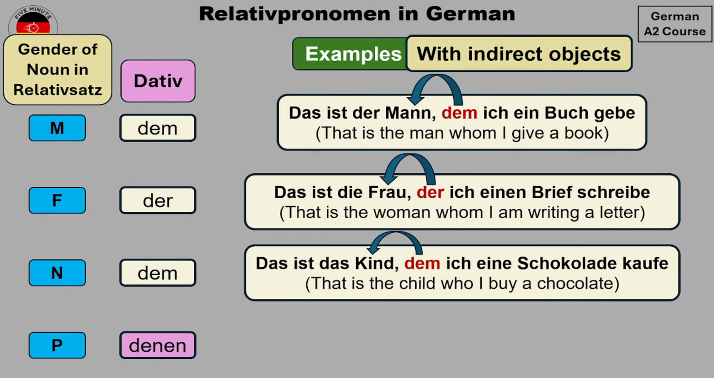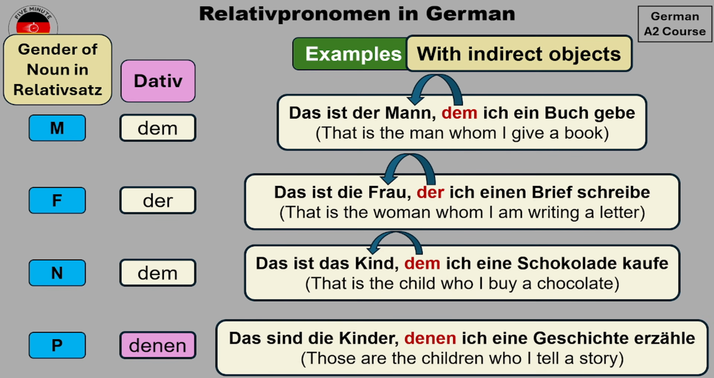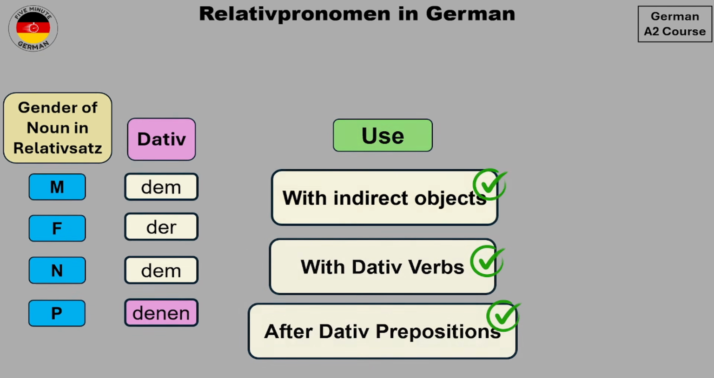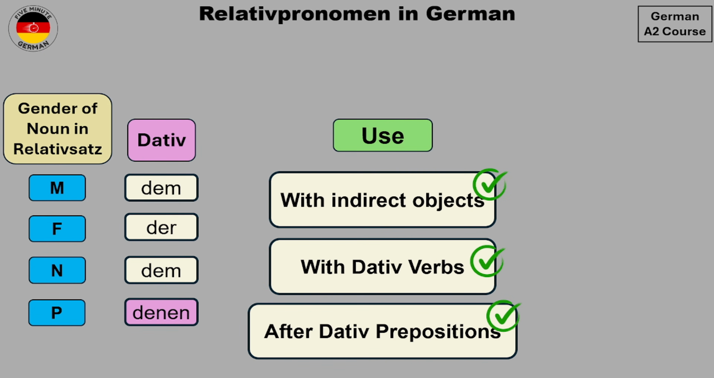And an example with the plural case will be, Das sind die Kinder, denen ich eine Geschichte erzähle. Those are the children to whom I tell a story. So you see that in this Relativsatz, the Kinder are in dative. That's why we have used the relative pronoun denen. So this is how you can use the relative pronouns for dative.